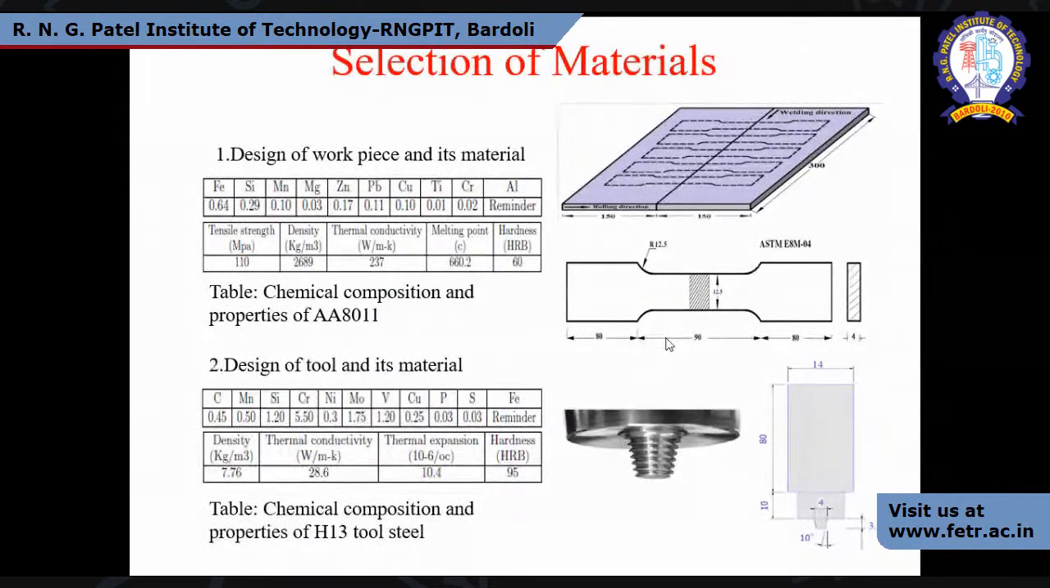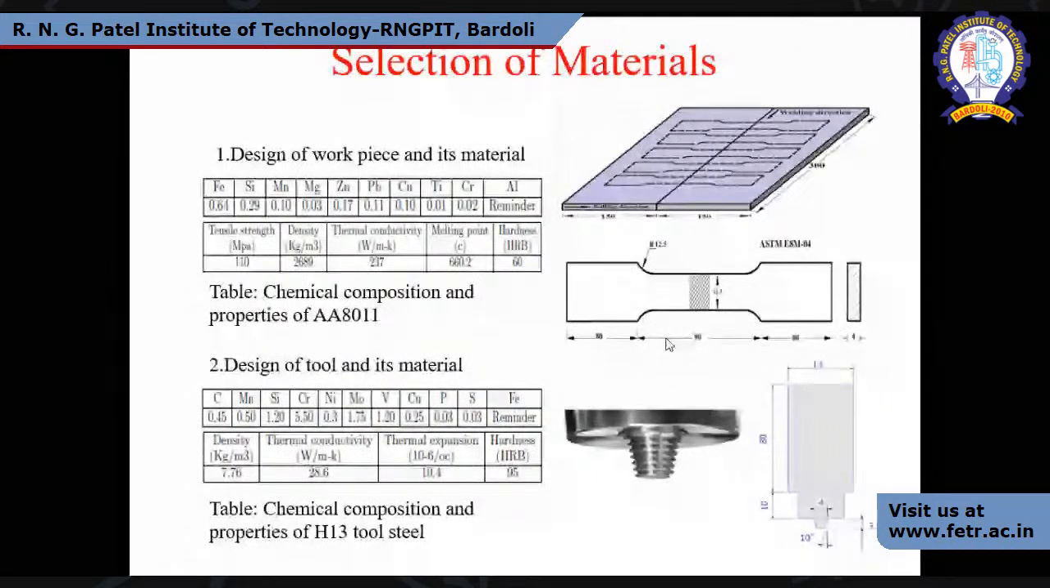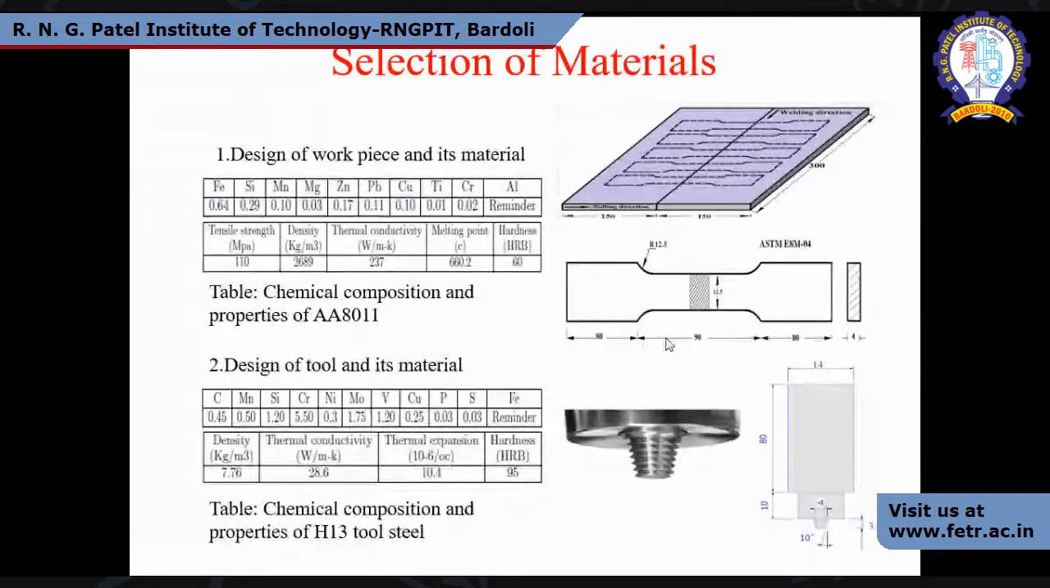Now, second point: how can we define or design our tool for the friction stir welding material? The aluminium material has a tensile strength of around 110 megapascal. That's why I have chosen H13 tool steel, which is quite a bit higher compared to the particular base material. Its hardness is also higher. The base material hardness is around 60, while our tool hardness is around 95, so it can easily weld, or melt the material together.